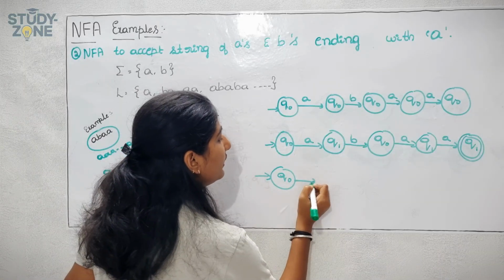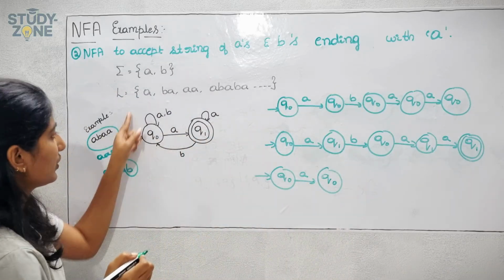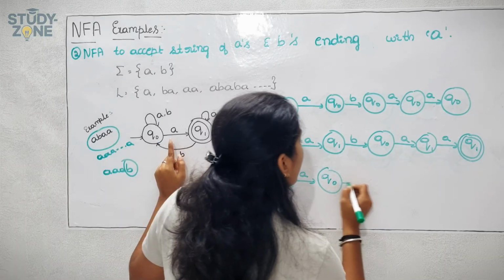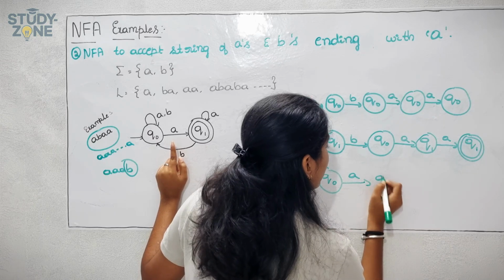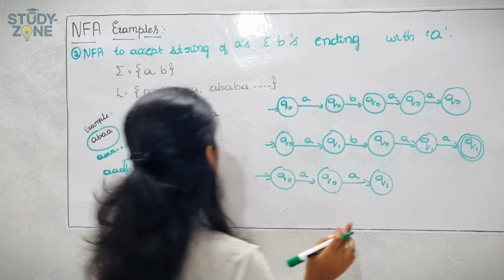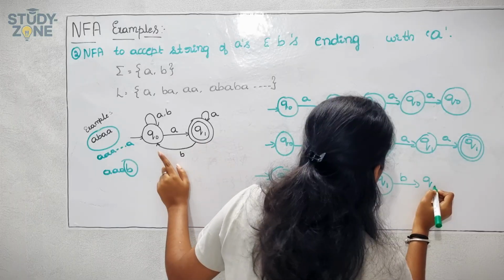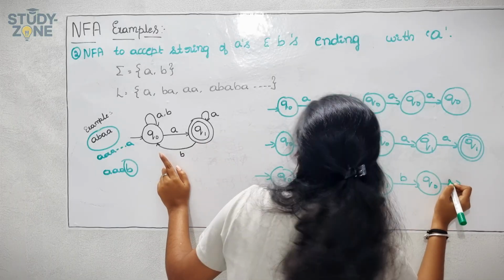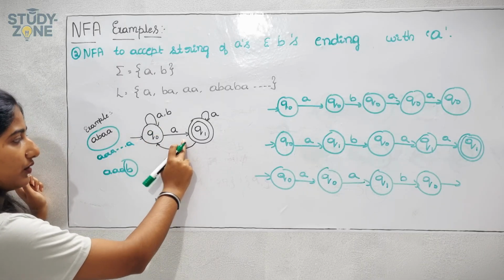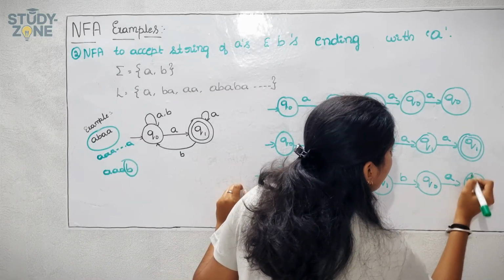Q0 on A, it will be going to Q0 only. Q0 on A remains in Q0 only. Now Q0 on A, it can move to the next state also, right? And Q1 on B, it will be going to the Q0 state, and Q0 on A, it can be staying in this state also, or it can move to this state also. I will take this scenario now. It will be going to the final state.